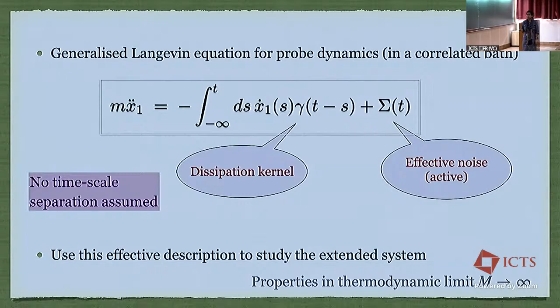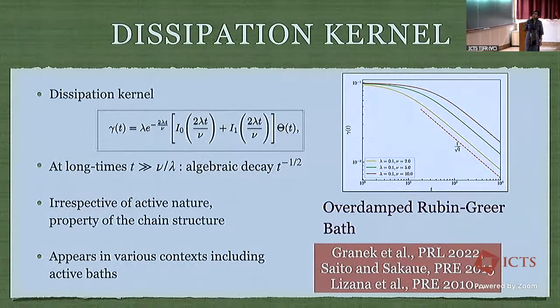So let's look at this term in some more detail. The dissipation kernel can be calculated exactly. It's given in terms of some Bessel functions. Again, you don't need to remember the exact form, but look at this form. There is no information about activity here. There is no tau here. So this contains only the information about the structure of the chain. It shows a t to the power minus half decay at late time. But this is only chain structure, so this is the same for the passive bath as well as the active bath.